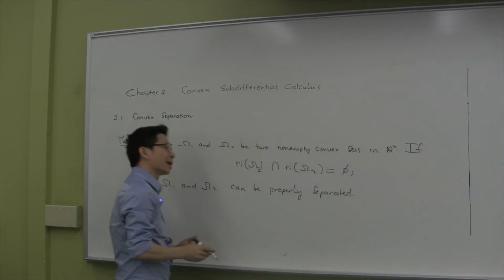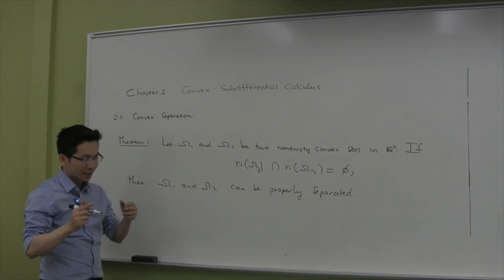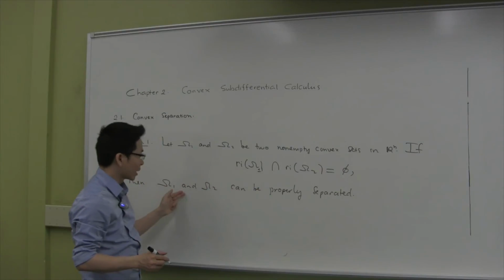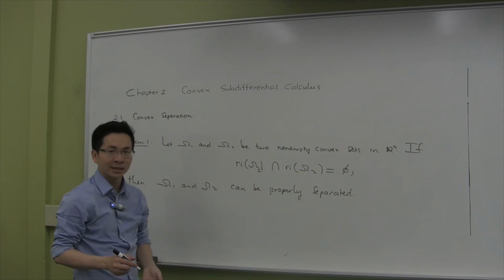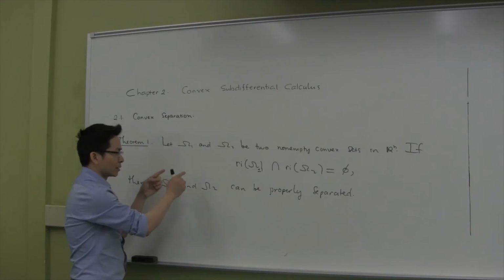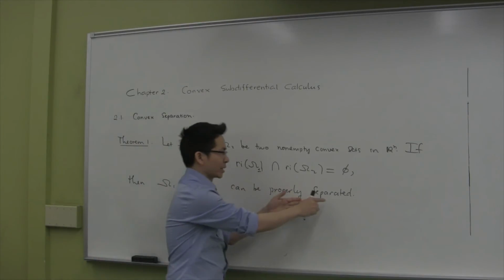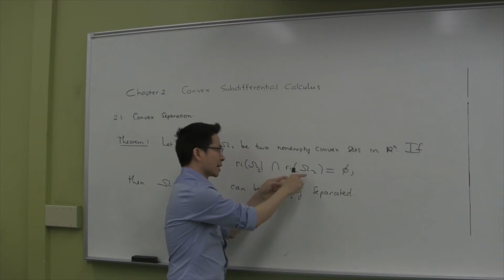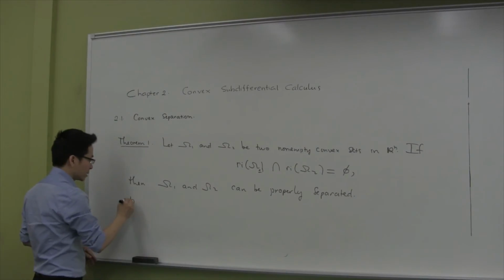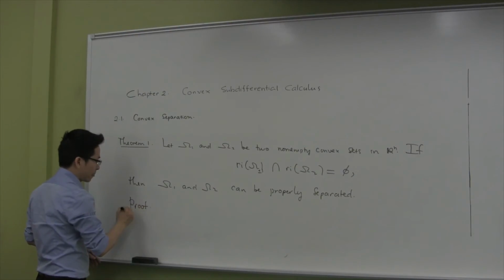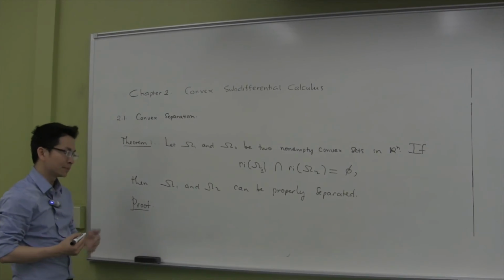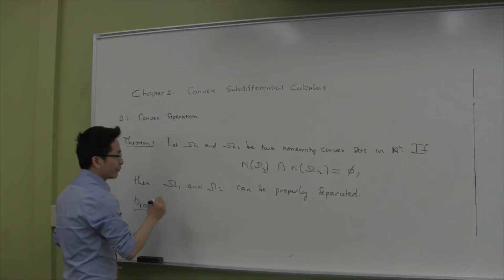Okay, so this part is very, very important. It gives the necessary condition for omega 1 and omega 2 to be properly separated. And later, we can also show that if omega 1 and omega 2 can be properly separated, then this intersection is also empty. Okay, so let me go ahead and prove this theorem. The proof is mainly based on lemma 2. Okay, so we define the following set.